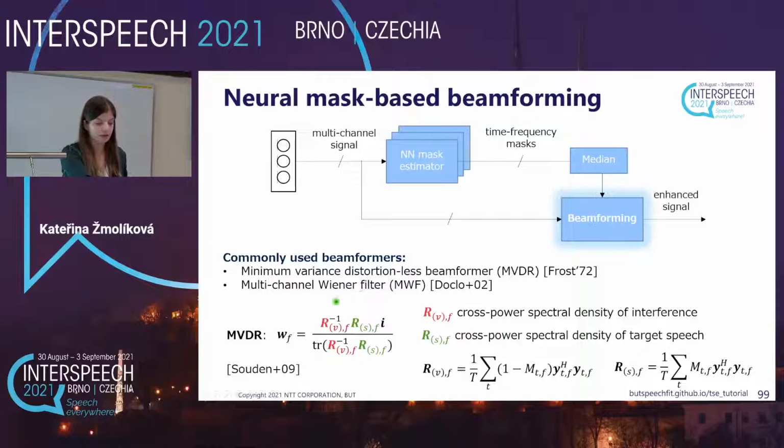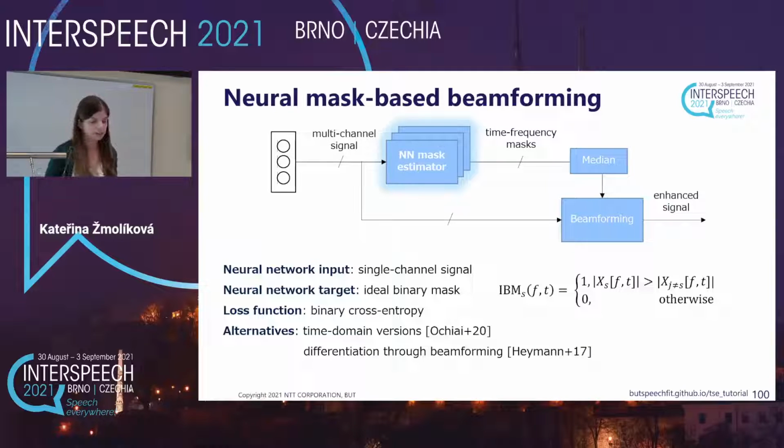The other two quantities that we need here are R_N(f) and R_S(f), which are the cross-power spectral density of interference and the cross-power spectral density of the target speech for frequency bin f. These cross-power spectral densities are square matrices of the dimension of the number of channels. They can be estimated with these two formulas that you see here from the observed signal, where the different time frequency points of the signal are weighted with a time frequency mask. Here, this M_TF should be the probability that the target speaker is dominant in this time frequency point. And this time frequency mask, M_TF, is what is estimated by the neural network, and it is where the neural network output enters the computation of the beamforming filters.